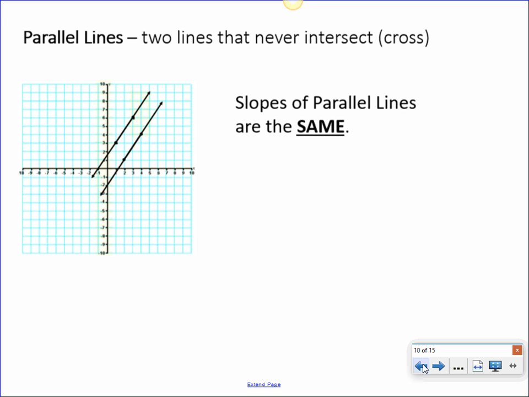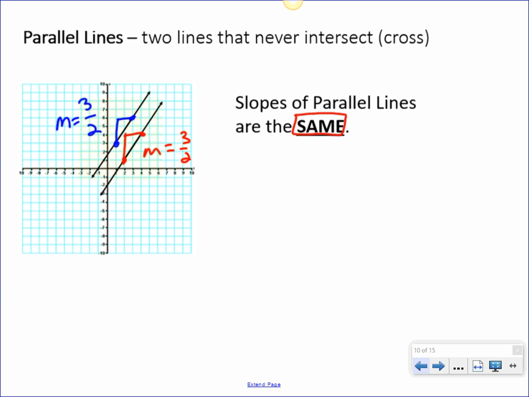So first thing I want to look at is the slope of these 2 lines. If I look at the top line and I look at the slope, we'd be going up 3 and over 2. If I looked at the bottom line and I looked at the slope there, I would also be going up 3 and over 2. So what we can say is that for parallel lines, slopes of parallel lines are the same. So make sure you write on that sheet, slopes of parallel lines are the same.